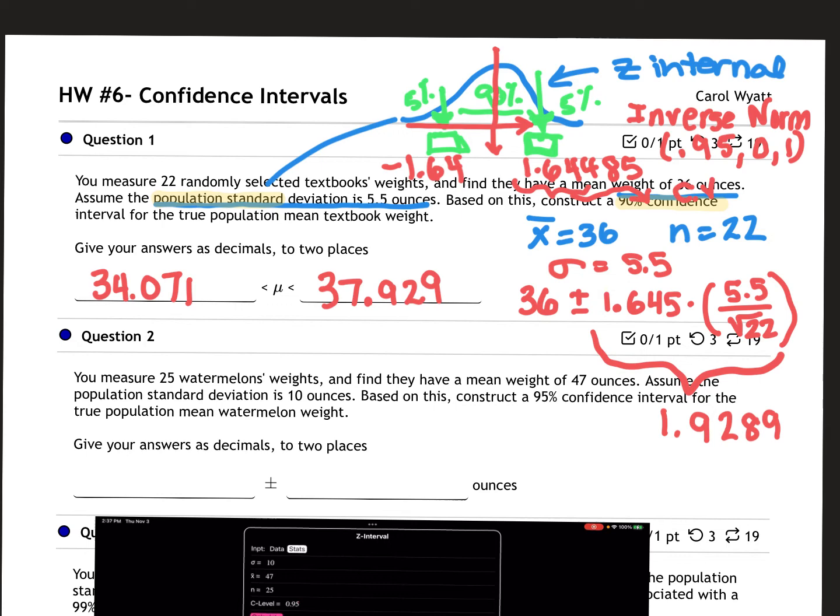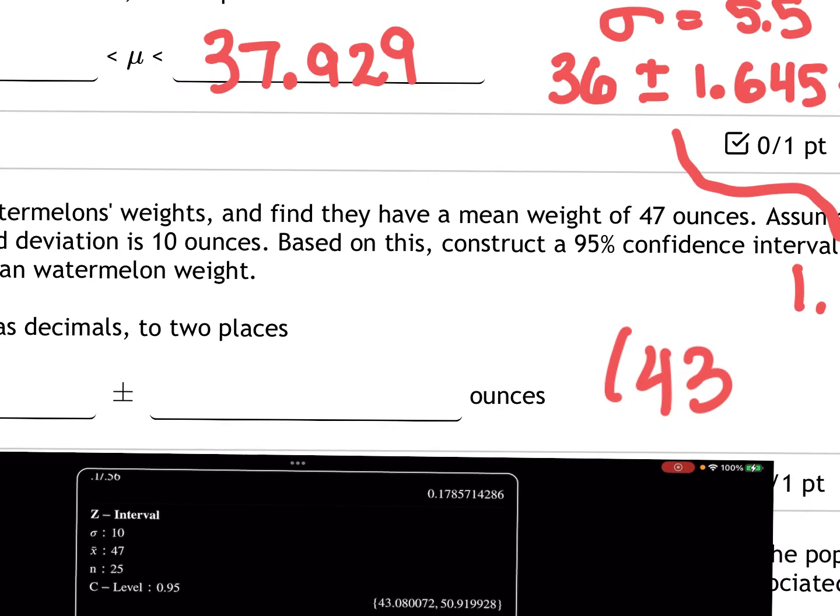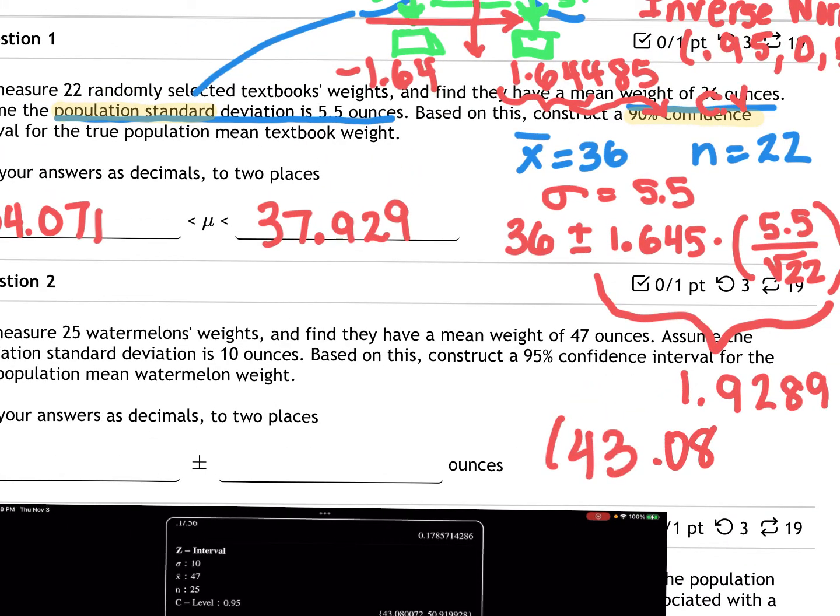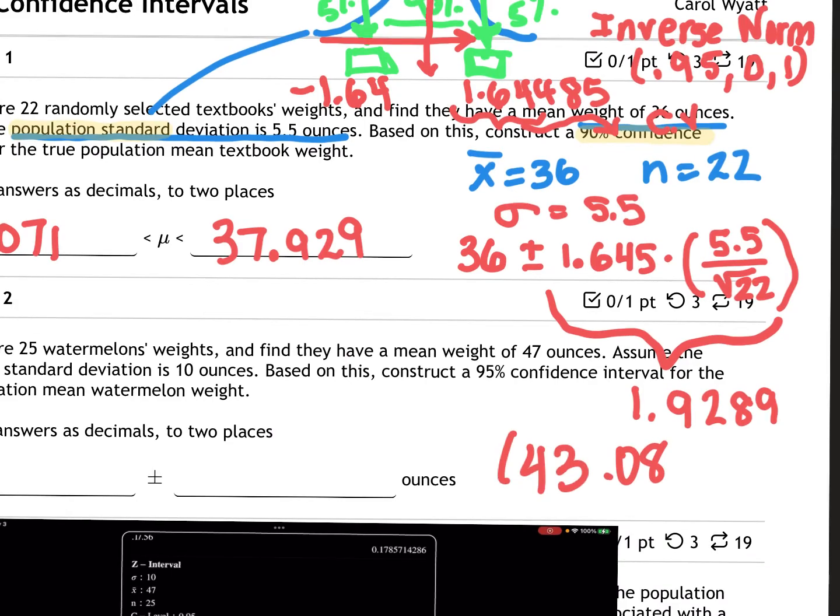They asked me to calculate, so I hit Enter, and here I have my confidence interval given in these parentheses from 43 to 50 values. I'm going to take a quick screenshot of that. Okay, now we have the screenshot here, that tells me that my confidence interval is between 43.08 and 50.92.